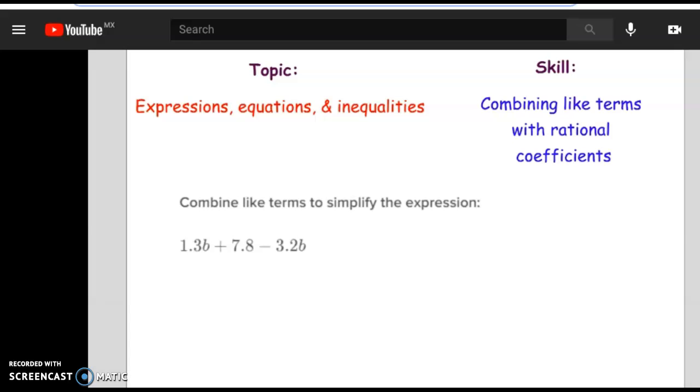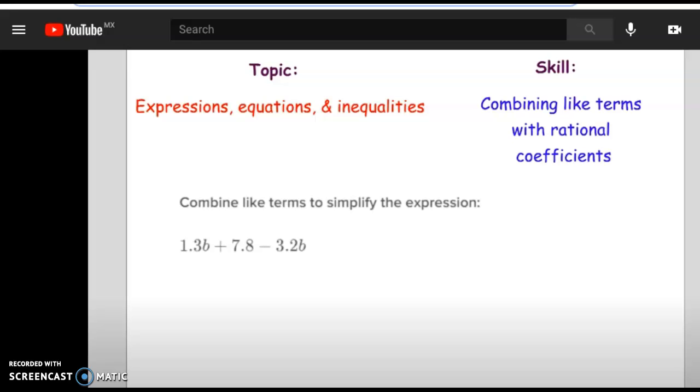Alright folks, this video is about combining like terms with rational coefficients. So now, instead of just having integers like 1, 2, 3, or -1, -2, -3, or 0, you're going to have fractions and decimals. Ooh, scary, right? It shouldn't be. You really know what to do. Just take your time and you'll be fine.